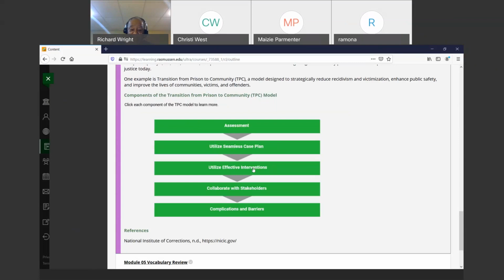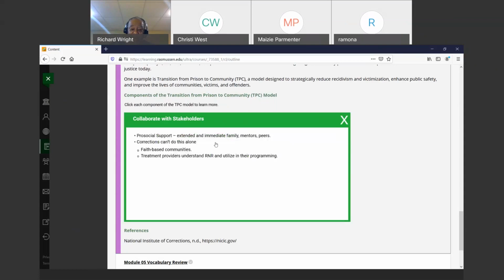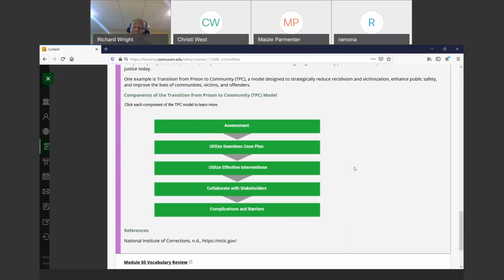Effective interventions. Collaborate with stakeholders. Stakeholders, faith-based communities, churches, organizations, treatment providers understand R&R and utilize their programming. Whatever is needed to deal with those individuals, utilizing people that they know, immediate family, mentors, peers. When you run into a problem is if you have those individuals, like some people that I have run across, where their family consists of a family of criminals.